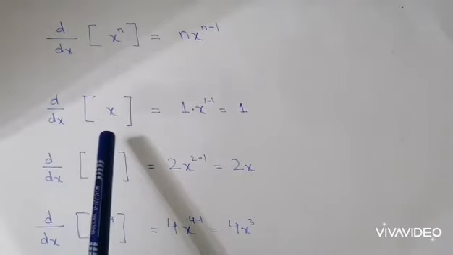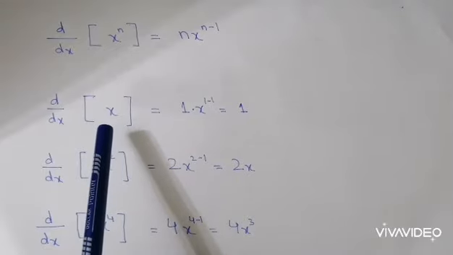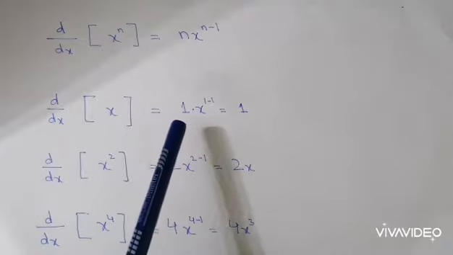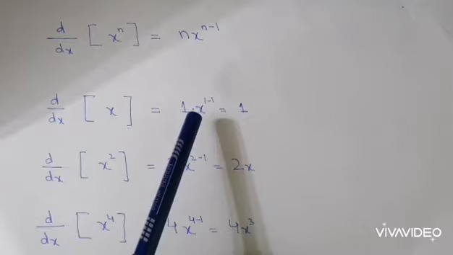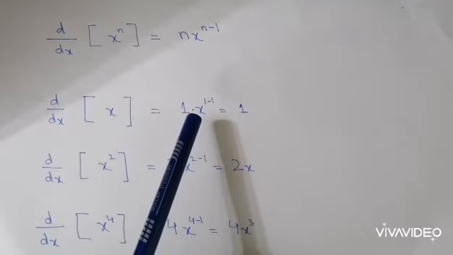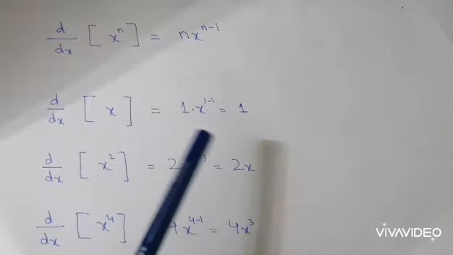The derivative of x will be equal to, x has no visible power, which means x power 1, so the power 1 will be multiplied with x and 1 minus 1. So 1 multiplied by x power 1 minus 1. We know that 1 minus 1 is equal to 0, so x power 0 is equal to 1, so the derivative of x will be equal to 1.